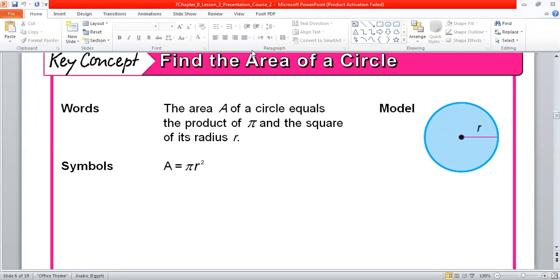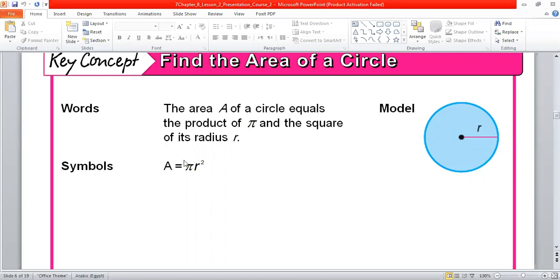Good morning, Muhammad. The area of the circle tells us how we can find the number of squares inside this shape. I can get it by this rule: area of the circle equals pi r squared, where r is the length of the radius.